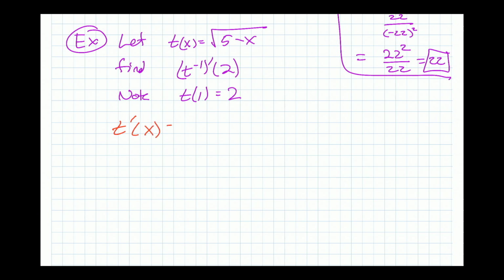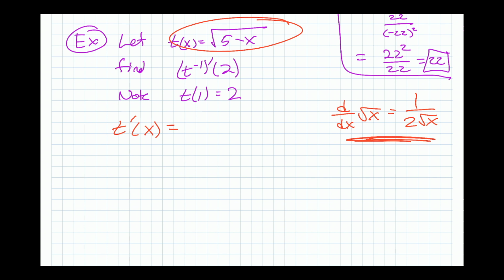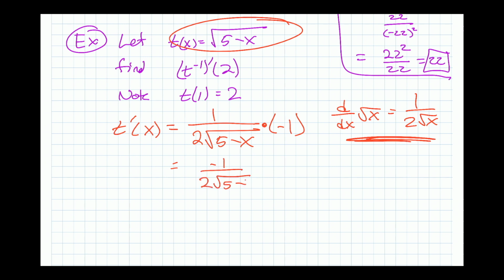T prime is, you got to remember how to do the derivative of the square root function. So remember this formula. d dx square root x is 1 over 2 square root x. Okay, you could use the power rule, but this formula is going to make it easier. So the derivative is 1 over 2 square root 5 minus x times the derivative of what's inside for the chain rule. What's the derivative of 5 minus x? Minus 1. So my derivative is minus 1 over 2 square root 5 minus x. All right, so we found the derivative.